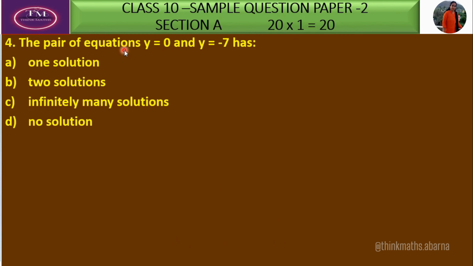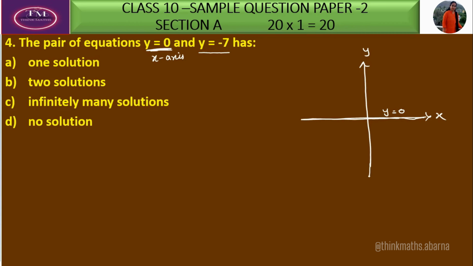The pair of equations y equal to 0 and y equal to minus 7 has one solution, two solutions, infinitely many solutions, or no solution. So how will these lines be? Now this is the y-axis and this is the x-axis. So y is equal to 0. So where will be the line? y is equal to 0 is nothing but the x-axis. So this is the line y is equal to 0. Y is equal to minus 7.